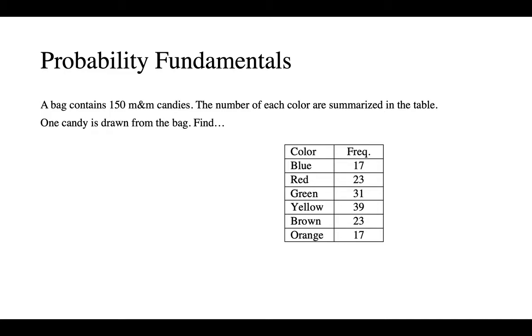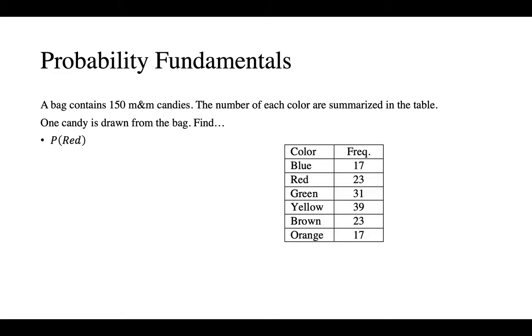All right, another example of this would be, suppose you've got a bag of 150 M&M candies. The number of each color is summarized in the table. So there were 17 blues, 23 reds, and so on. We're going to reach into this bag and draw out one single candy. And the question then is, what's the probability that the candy I drew out of this bag is red?